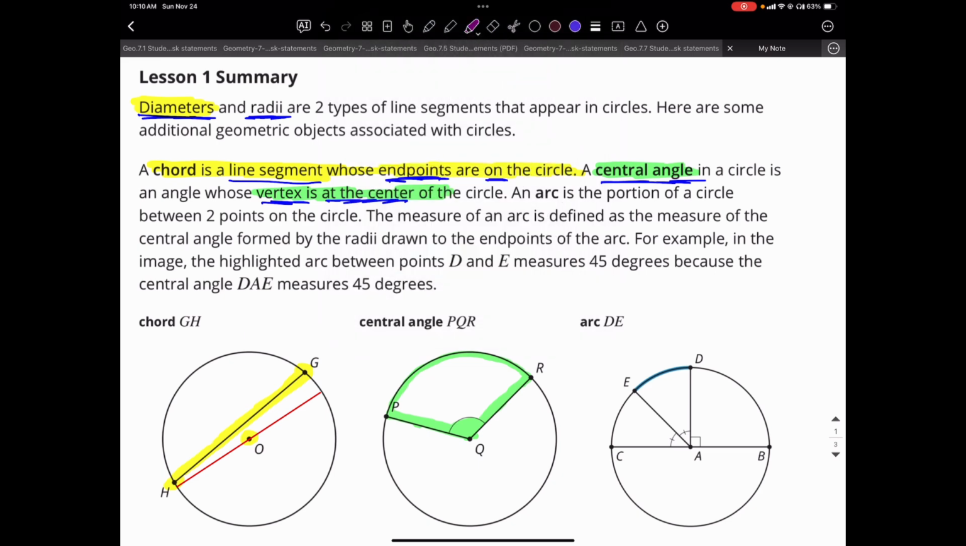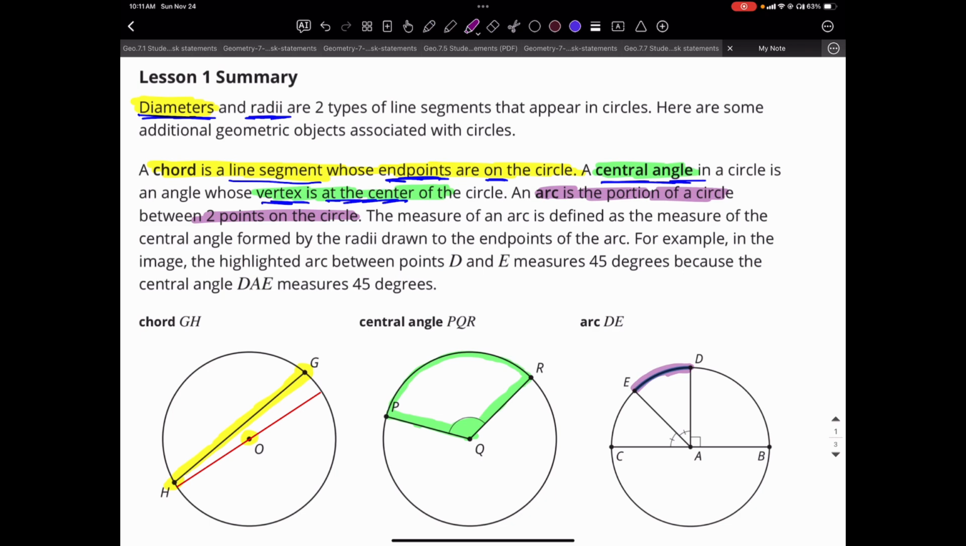An arc is the portion of the circle between 2 points on the circle, right? So the portion of the circle between 2 points on the circle. So this is an arc here. Let me just erase those edges where I went over. All right. So there's a special relationship between the arcs of a circle and either the central angle or the inscribed angle, which is something we're going to learn about next, that comes up in lesson 2.